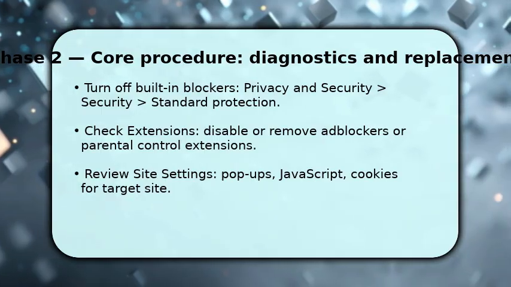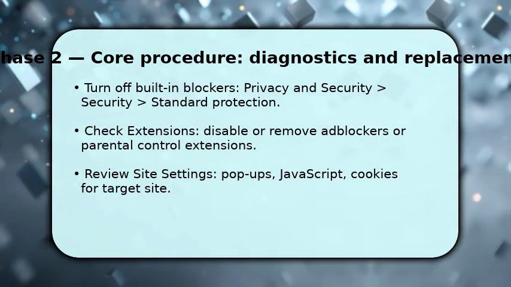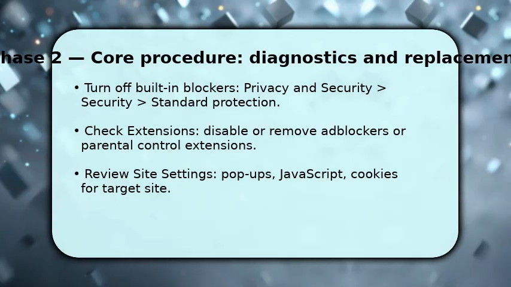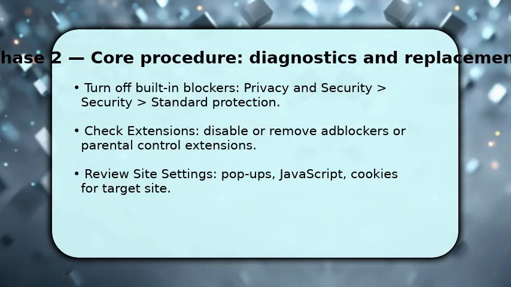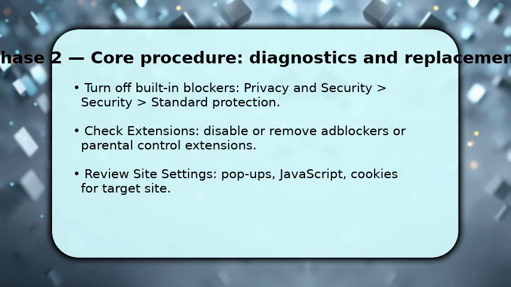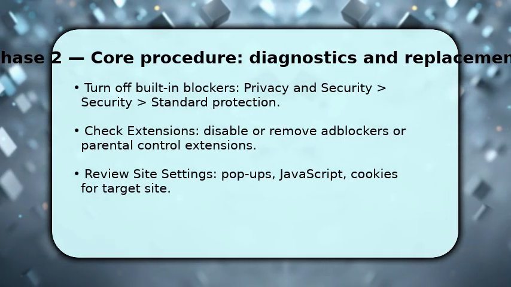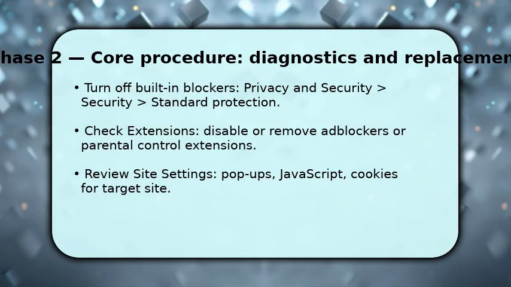Then inspect extensions, disable one at a time to identify a culprit, and remove any parental control or ad blocker that targets your site. After that, open site settings for the target domain and allow pop-ups, JavaScript, and cookies so the site functions correctly. These steps isolate the block and restore normal behavior.